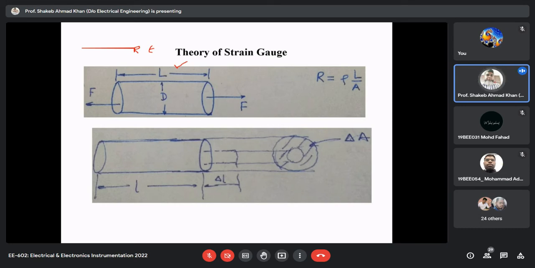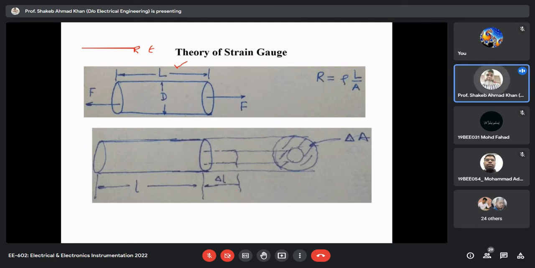So this wire, whose dimensions are given here, will have a certain resistance depending upon the dimensions and its material. For the wire in the unstrained condition, its resistance is equal to rho L upon A. Now when it is strained, the way it has been shown here, its length will increase as far as deformation due to the stress is concerned, and its cross-sectional area will decrease. That's what I had shown here.